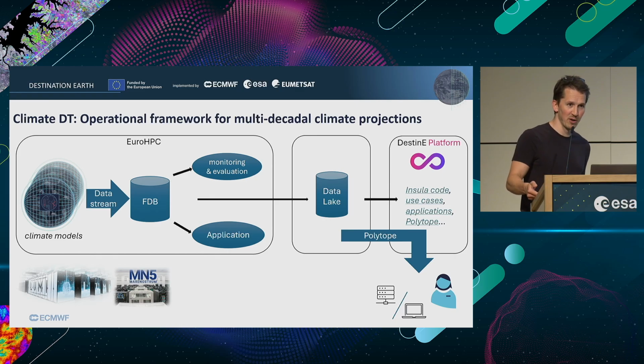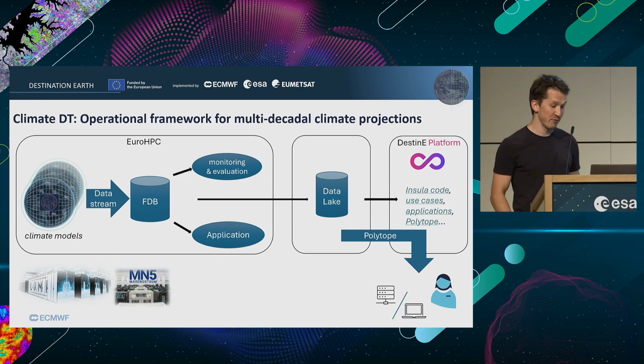For example, for someone who likes to code in Python, they have Insula Code to run their own Jupyter notebooks, analyzing climate DT data. There are a lot of use cases that are seen via the platform. And one service that I want to highlight here is the Polytope service developed by ECMWF, which allows to request certain subsets of the model output. So you've heard that before in the context of the Extremes DT. Same is available for the Climate DT. It allows you to directly access model output as requested.